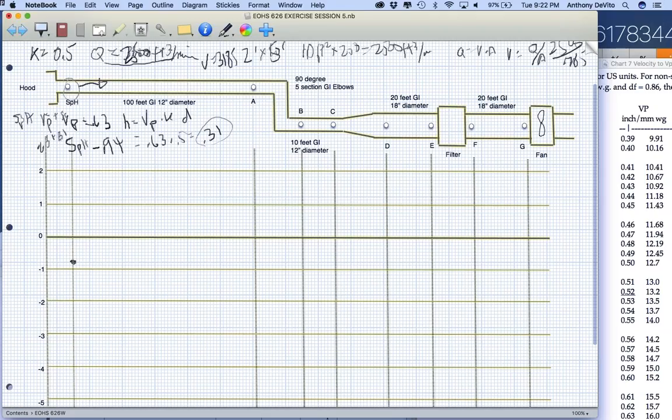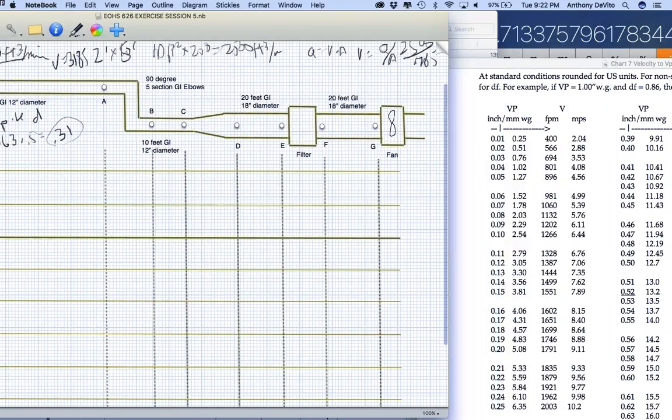So what happens next? Now we go 100 feet with this 12-inch diameter galvanized duct, and we want to know how much pressure we lose going through that ductwork. So how do we calculate that again? That's going to be equal to, let me see if I can make some room for myself here.